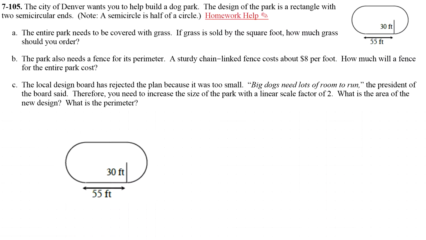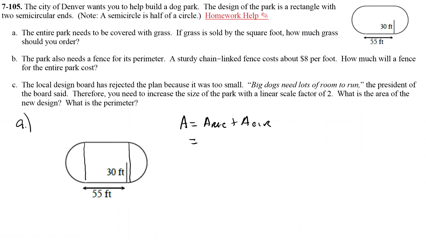Alright, in this problem, they want to make a dog park and they want this whole park to be covered in grass. So the grass is sold by the square footage, so we have to figure out what's the square foot of this area. So think of this as a rectangle and then a circle. These two parts would make a whole circle. So the area is going to be the area of the rectangle plus the area of the circle.